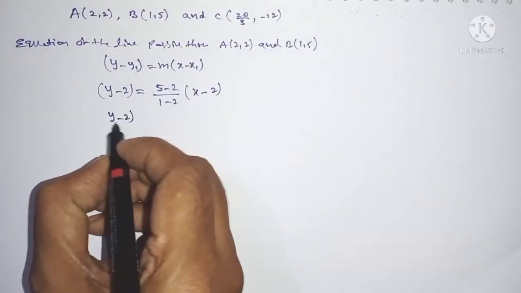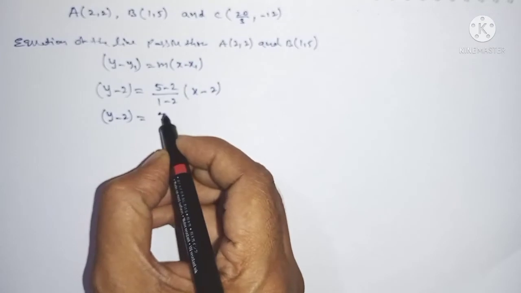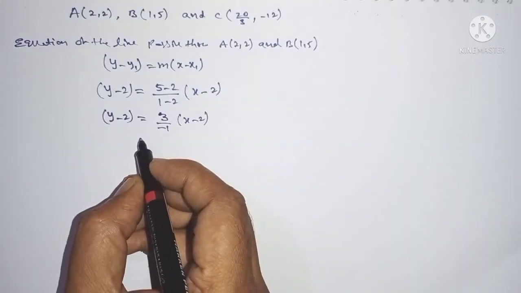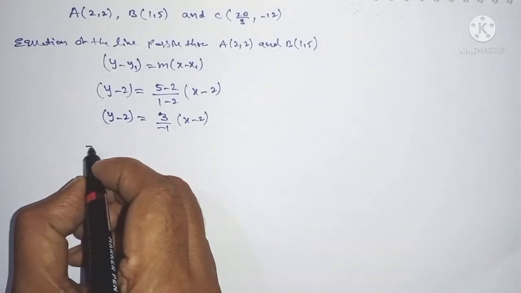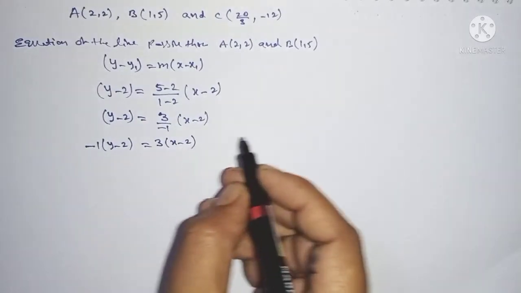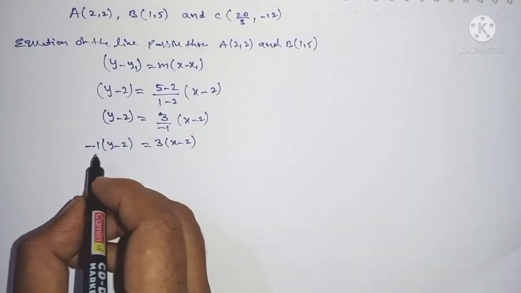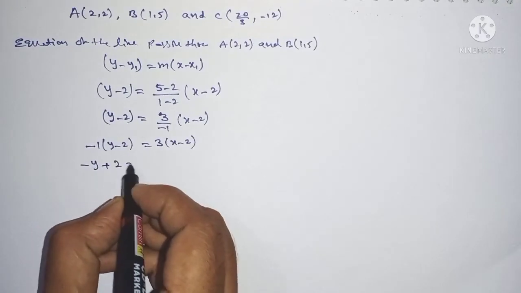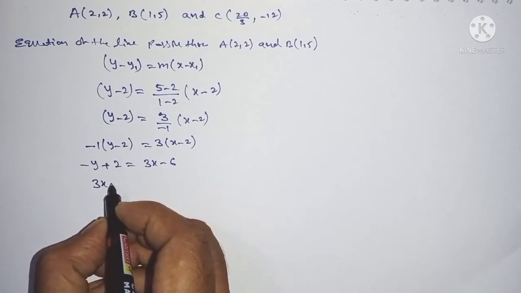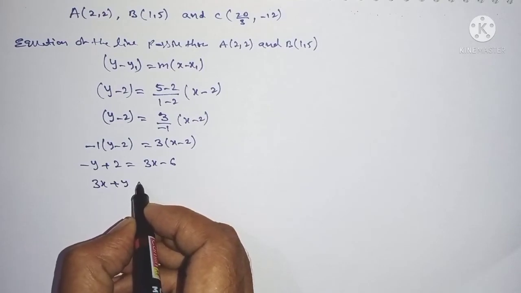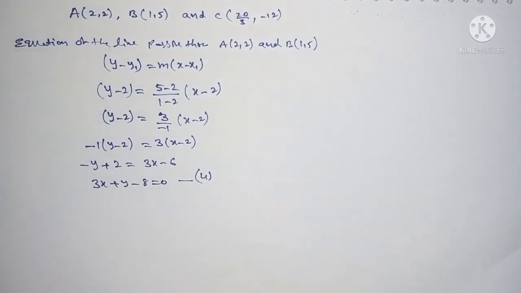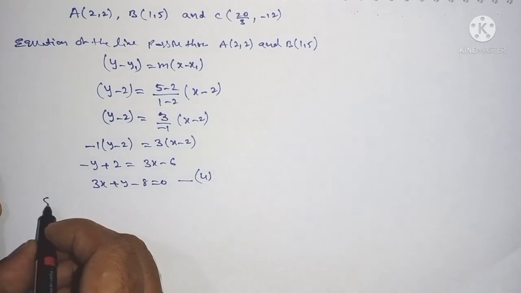Therefore, y minus 2 is equal to 3 by minus 1 times x minus 2. Therefore, I can multiply by minus 1. Whatever there is, minus of y minus 2 is equal to 3 of x minus 2. Therefore, minus y plus 2 is equal to 3x minus 6. Or I can write here 3x plus y minus 8 is equal to 0. This is our fourth equation. Substitute here.